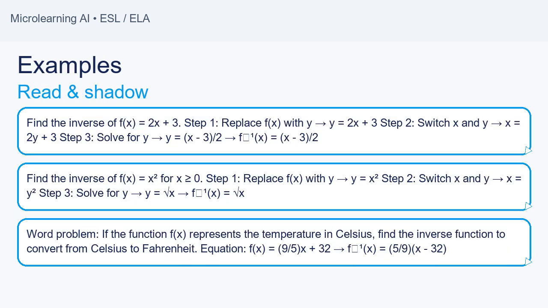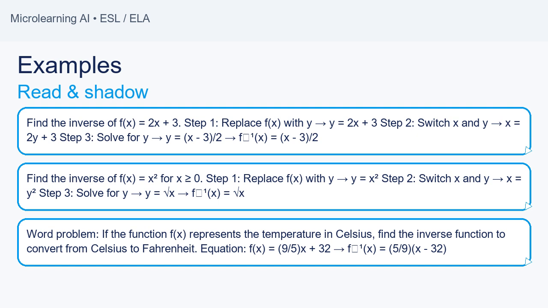Repeat after me. Find the inverse of f(x) equals 2x plus 3. Step 1. Replace f(x) with y. y equals 2x plus 3. Step 2. Switch x and y. x equals 2y plus 3. Step 3. Solve for y. y equals (x minus 3) divided by 2. f inverse of x equals (x minus 3) divided by 2.